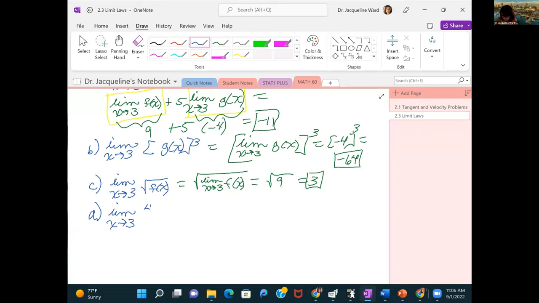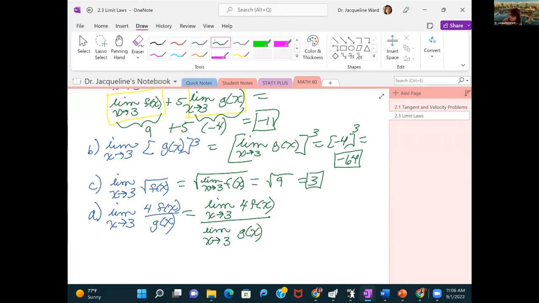Okay, the limit as x goes to 3 of all that. So first of all, that's a limit of a quotient, so I can use the quotient law. The limit of a quotient is the same as the quotient of the limits. So it's the limit of the top over the limit of the bottom. And then on the top, I can use the constant multiple law and pull out the constant.